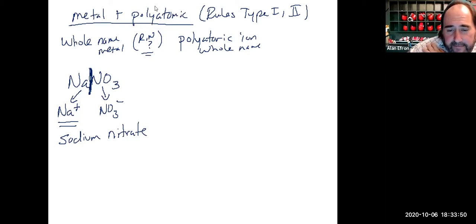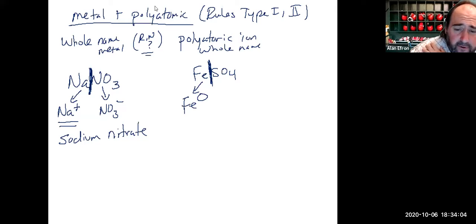Now, if we had FeSO4, for example, we would break this apart right about there. This is iron, and we would want to follow the same sort of logic as we've done before. It is a transition metal, which means it can have a variable charge. So we do need to figure it out.